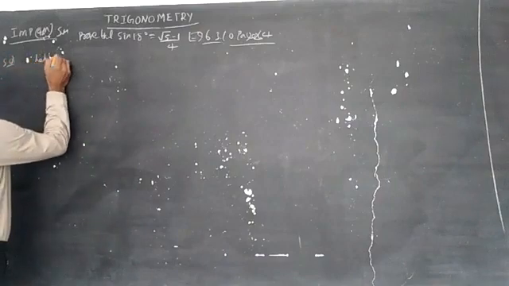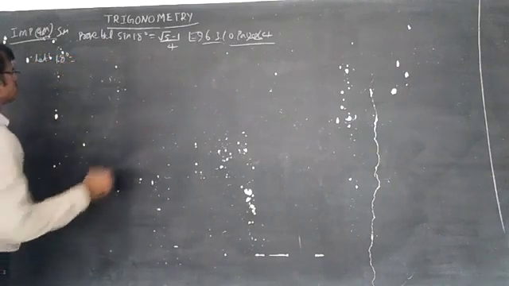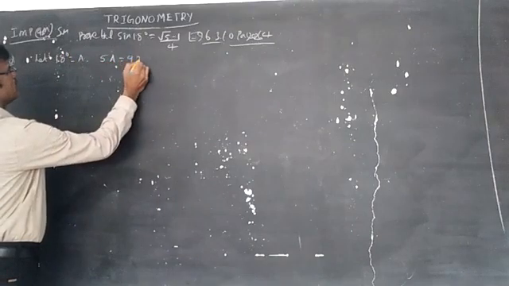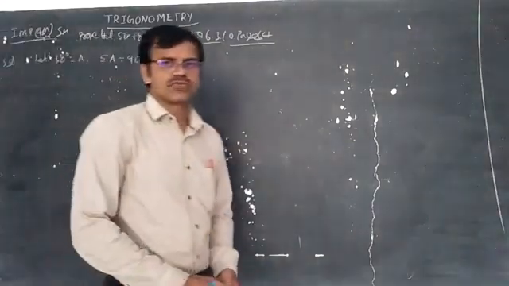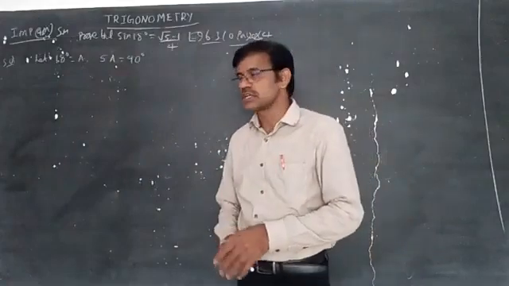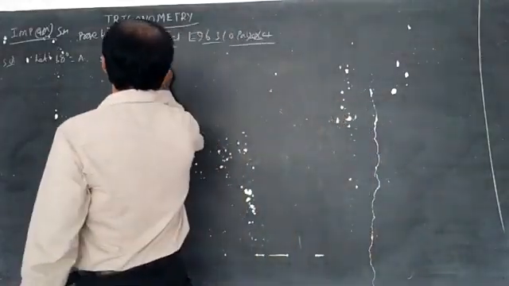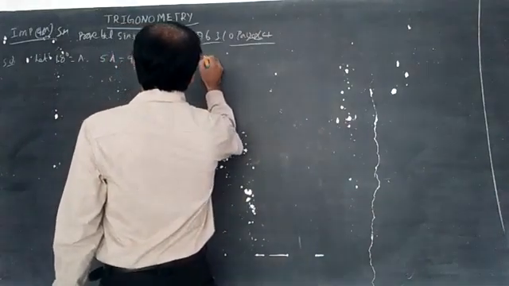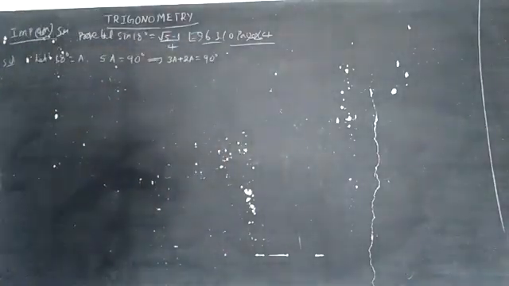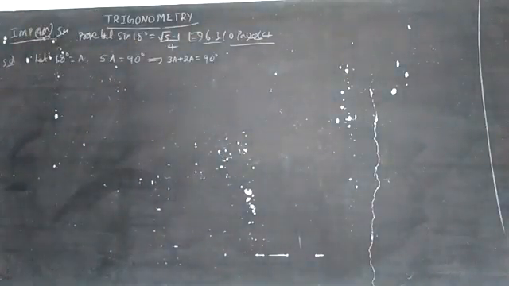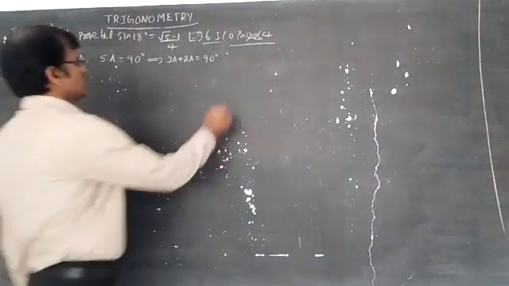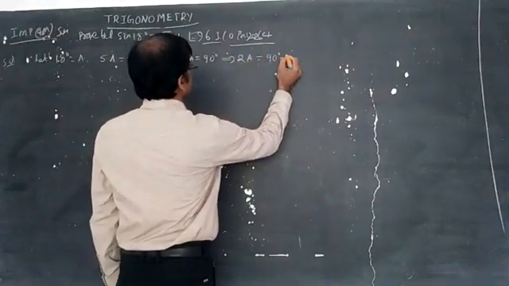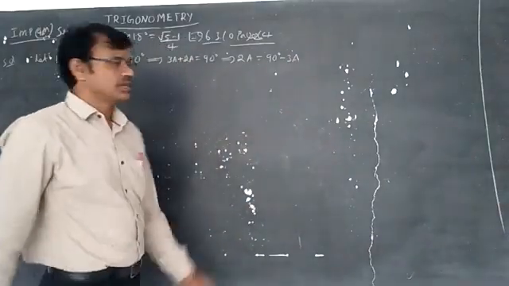Solution. Let 18 degrees equal A. Multiply with 5. 5A is equal to 5 into 18 degrees, which means 90 degrees. That implies this 5A can be considered as 3A plus 2A. 3A plus 2A is equal to 90 degrees. That implies 2A keep aside, and this is 90 minus 3A. This is the main step.